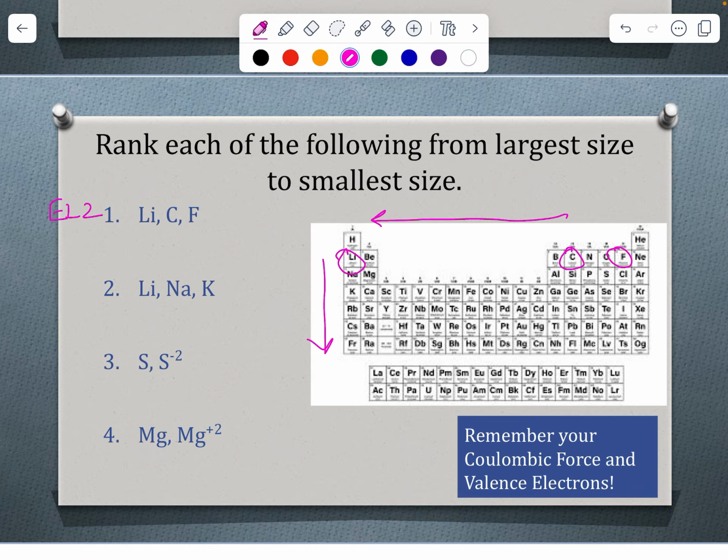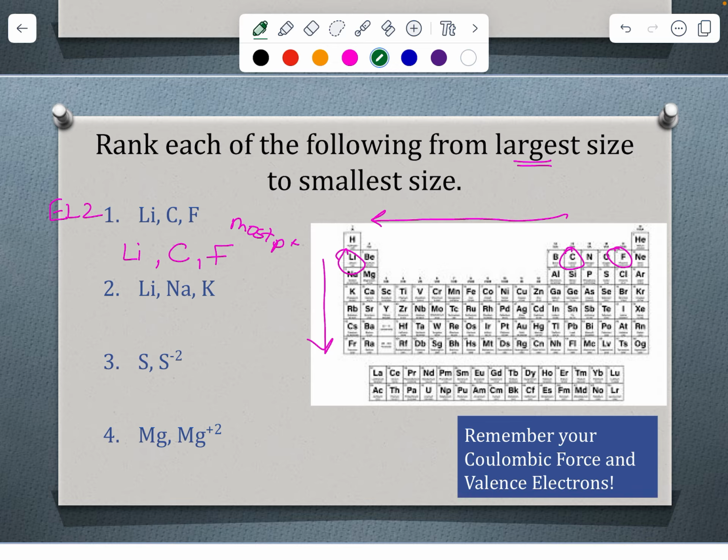But which one is going to have that highest Coulombic force, or I guess we want largest size first, so least Coulombic force? Well, lithium is going to be my largest because it only has 3 protons holding energy level 2. Carbon then is going to be the next biggest, or sorry, next smallest, and fluorine is the smallest because it has the most protons holding energy level 2.